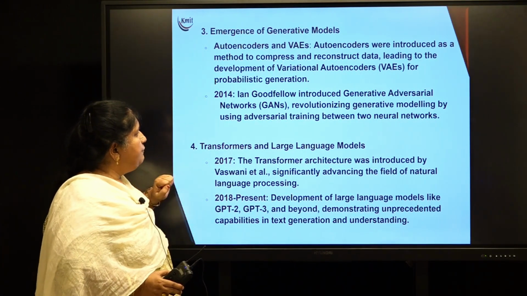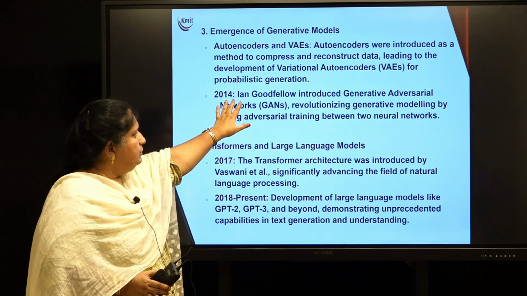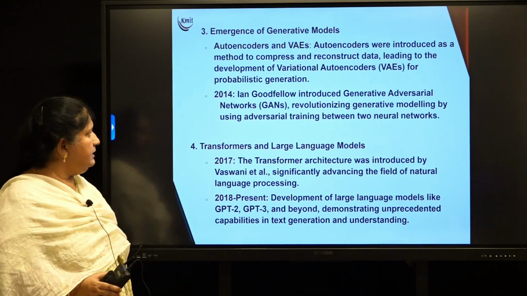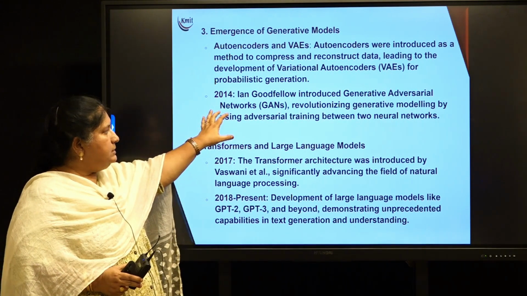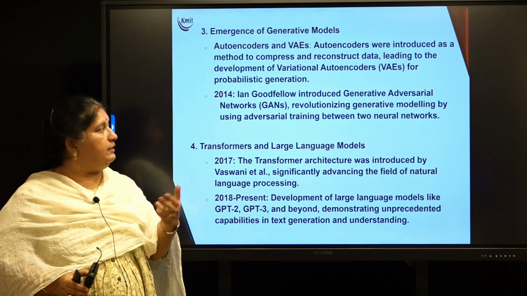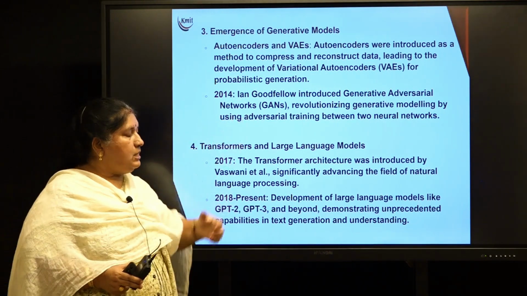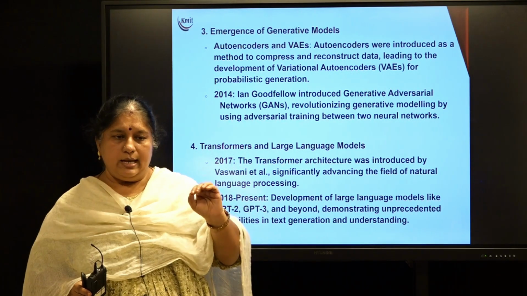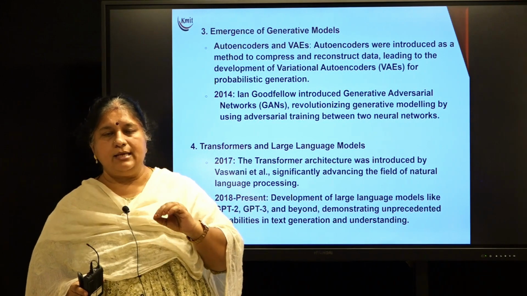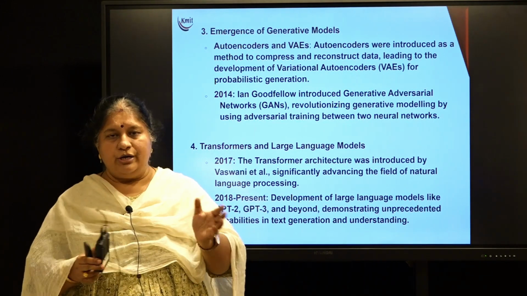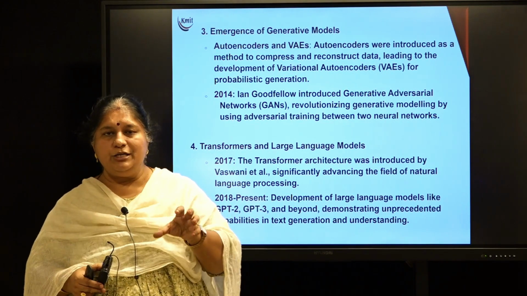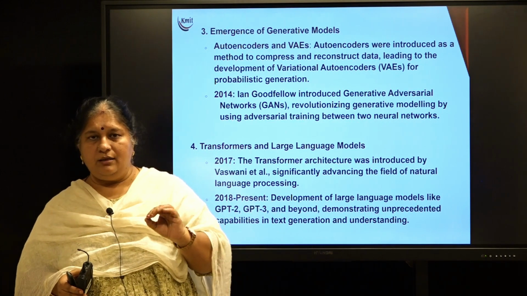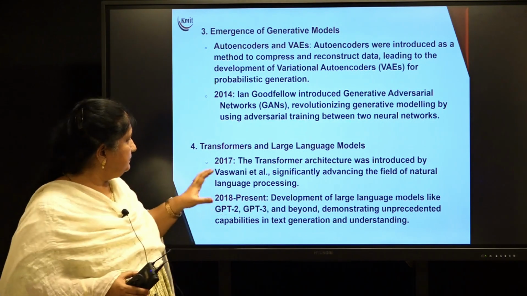Then in 2014, Ian Goodfellow introduced the GAN, generative adversarial networks. What it has done is it has revolutionized generative modeling. You are working with two types of neural networks. One will work as a generator, the other will be working as a discriminator, an evaluator. So, you are building a kind of competition between two types of neural networks, and you are trying to identify the originality of the content.